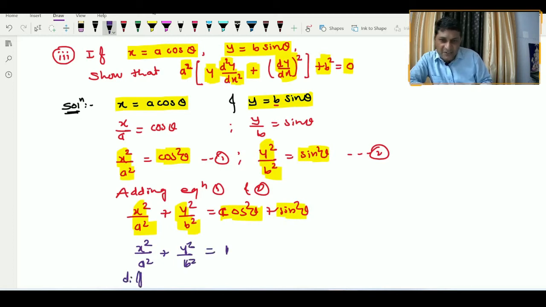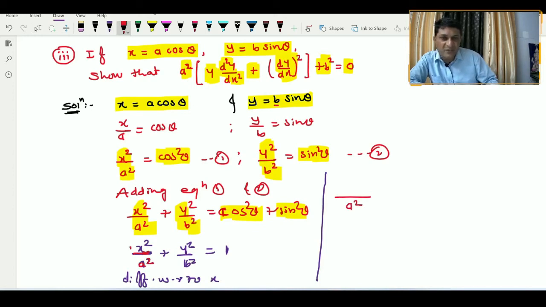Now we are differentiating it with respect to x. So try to understand its differentiation. Here 1 upon a square is a constant term. This 1 upon a square is a constant term. So keep that constant term in the denominator as it is.